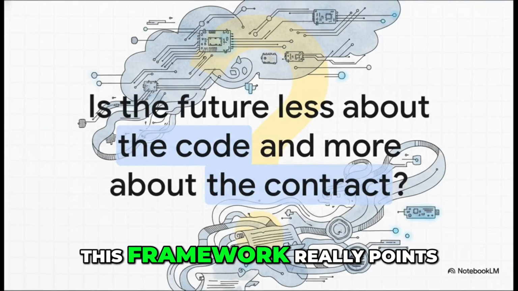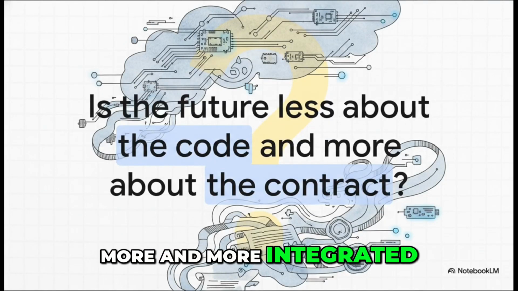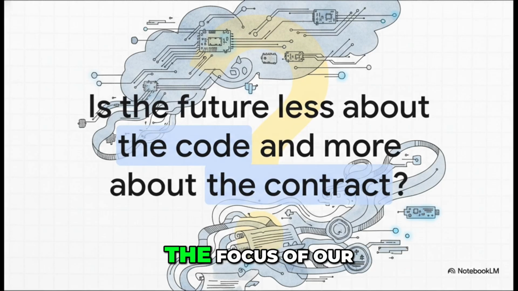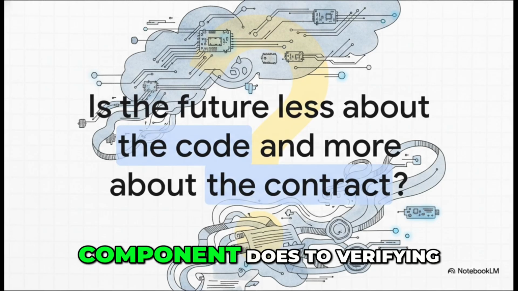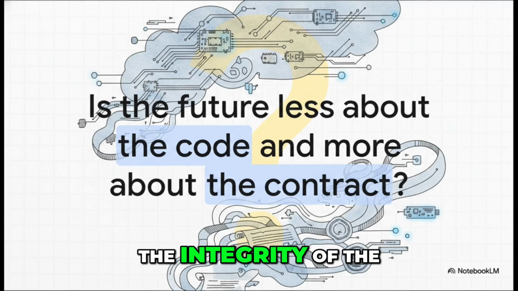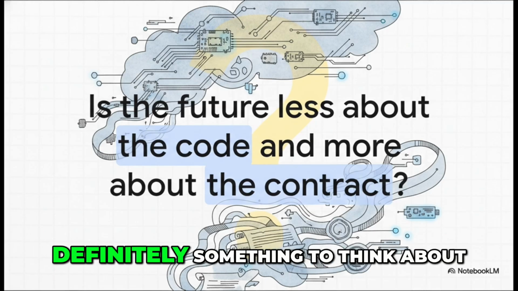This framework really points to where things are headed. As our systems get more and more integrated, more software defined, the focus of our work has to expand. It's moving from just verifying what a single component does to verifying the integrity of the contracts that govern how all the components interact. Definitely something to think about.